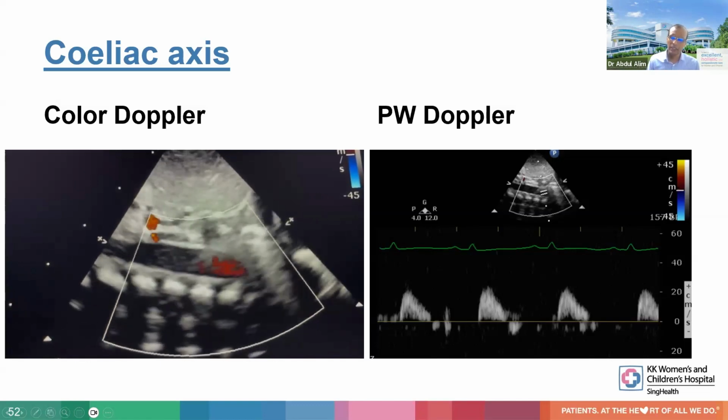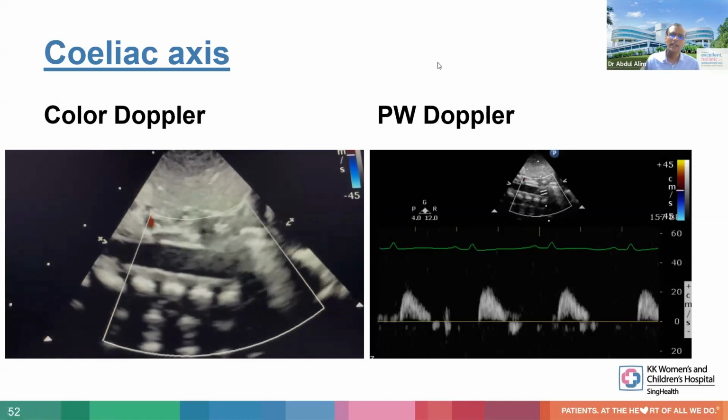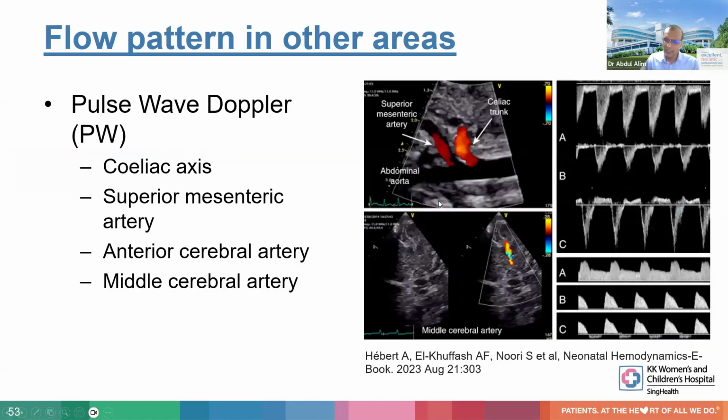So the same measurements can be done in the cranial ultrasound using the anterior cerebral artery or middle cerebral artery Doppler also. So you can measure the celiac trunk or superior mesenteric artery or a middle cerebral artery or anterior cerebral artery. So the flow looks like this.